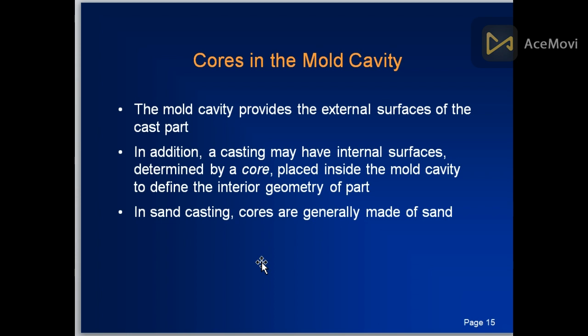and then pour the metal. After solidification, the core is removed from the desired part. It is placed inside the mold cavity to determine the internal shape. And sand casting cores are generally made of sand.